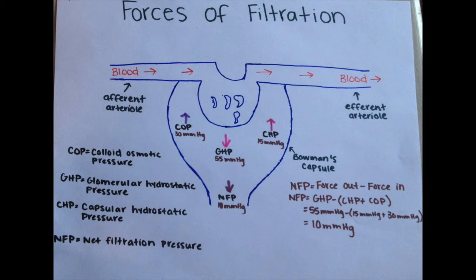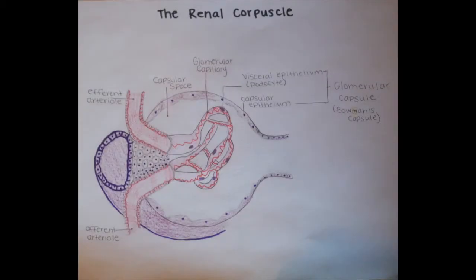The other pressure involved with glomerular filtration is colloid osmotic pressure. The colloid osmotic pressure is the pressure drawing water out of the filtrate and into the plasma. Once you have your hydrostatic and colloid osmotic pressures, you are able to find the net filtration pressure. This is the average pressure forcing water and dissolved materials out of the glomerular capillaries and into the glomerular space.